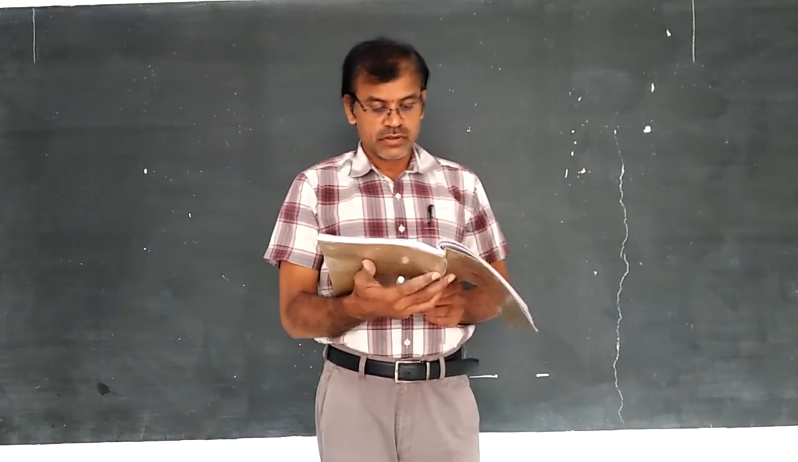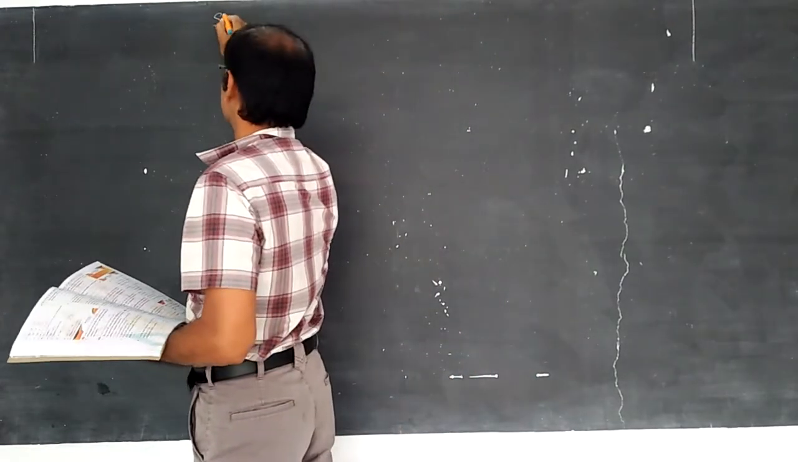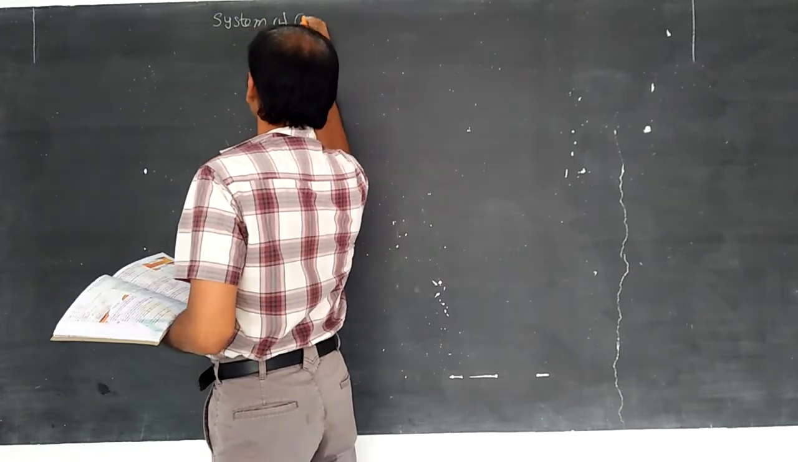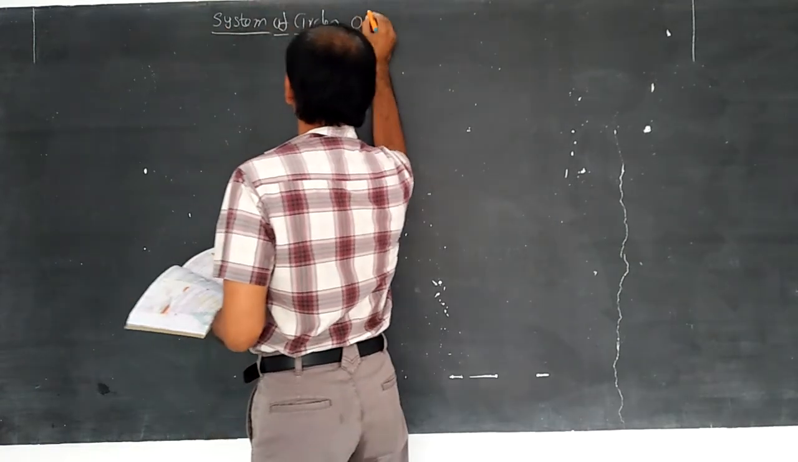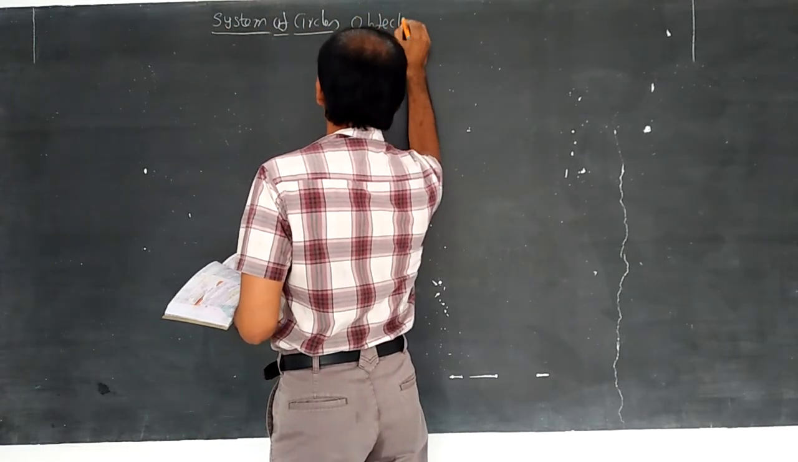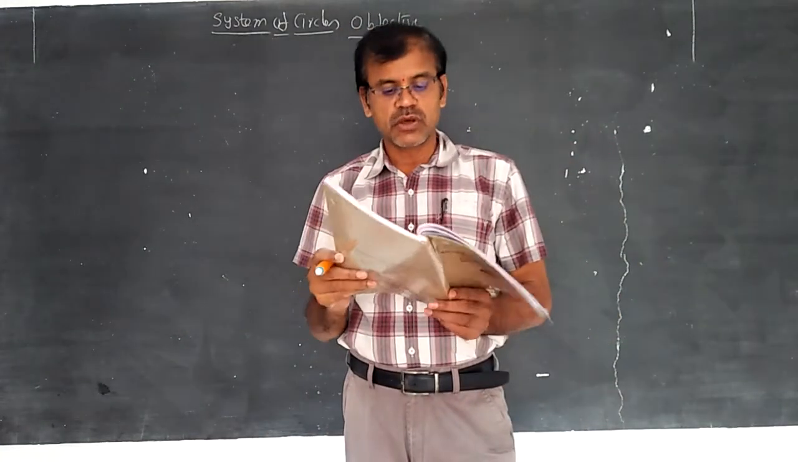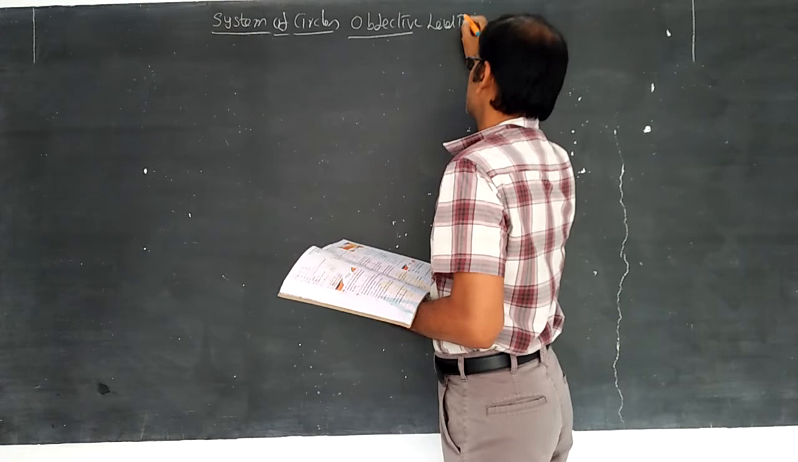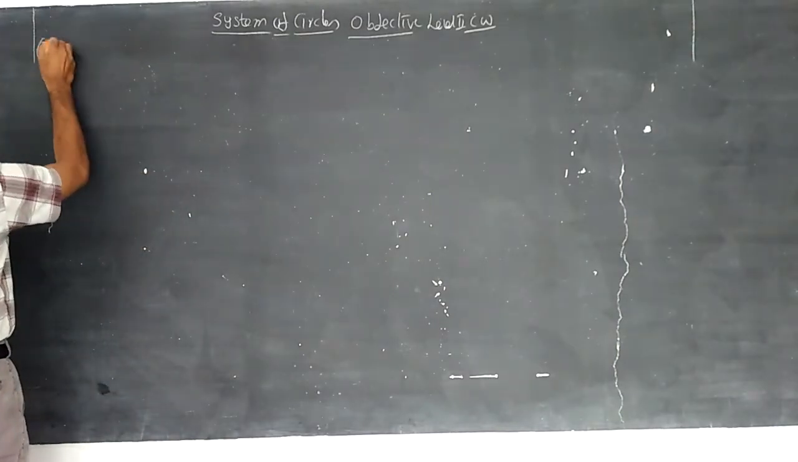Dear students, now we are in the topic system of circles, objective. In the previous class, we completed 15 sums in level 2 classwork. Let us discuss today from the 16th question onwards.